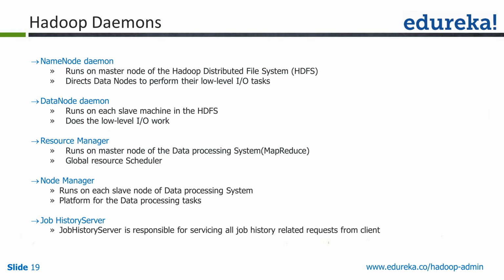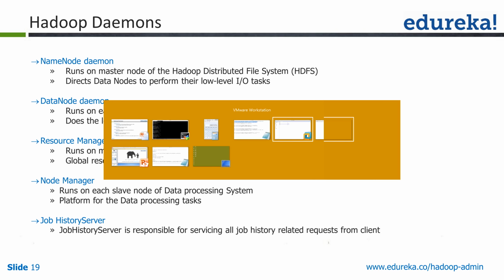Then a lot of Hadoop daemons, what all they do. The NameNode daemon runs as the master daemon, the master node of the Hadoop distributed file system. The DataNode daemons run as the slave nodes, and they are basically used for storing all the data. Resource manager runs on the master node and works as a global resource manager for the Hadoop cluster, basically for the jobs you are submitting to the cluster. Node manager is responsible for monitoring the resources on each slave node, and the job history server is responsible for servicing all the job history related requests.